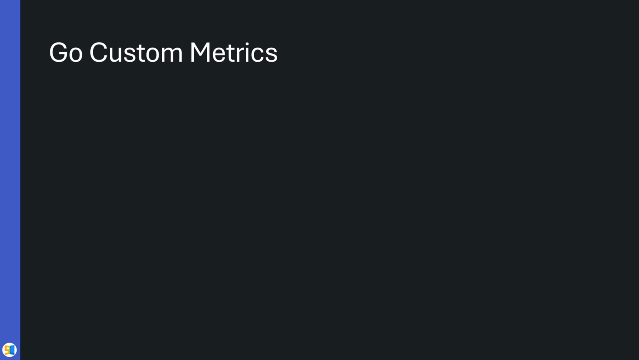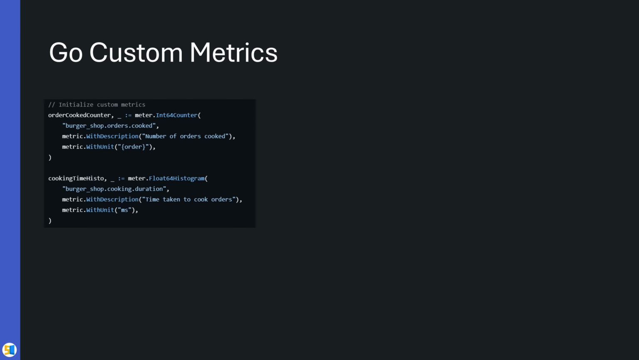How about if we want to create custom metrics? Yes, it's possible. So you need to set the custom metric first. In this example, I need an integer 64 counter. Yeah, counter is one of the metric types. And then I need a float histogram, right? This is the name, descriptions, and the unit.